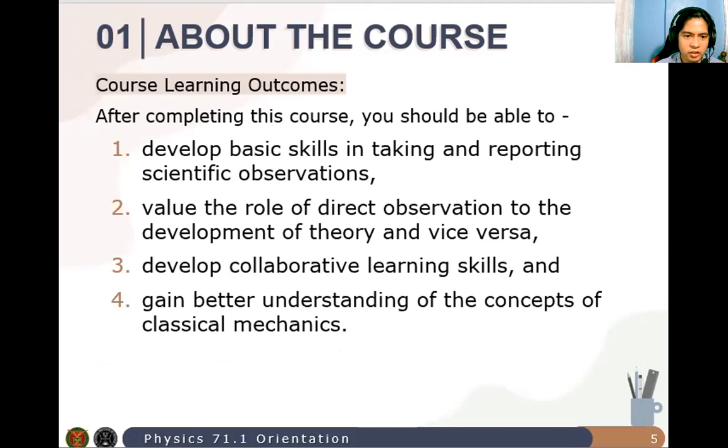So, more about the course, some specific objectives and outcomes are to develop your basic skills in taking and reporting scientific observations, valuing the role of direct observation in the development of theories and vice versa, develop collaborative learning skills, and gain an overall better understanding of classical mechanics.